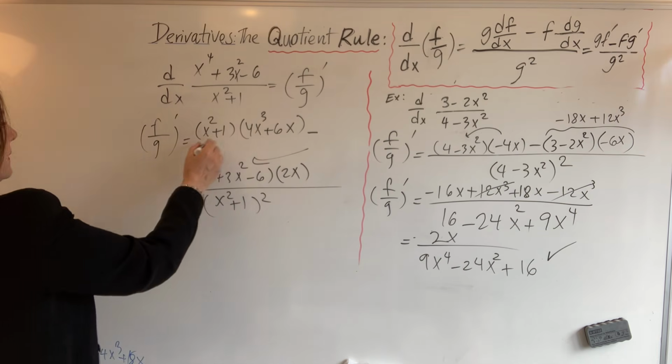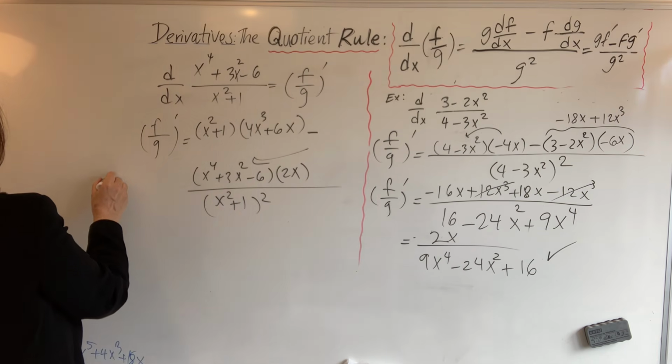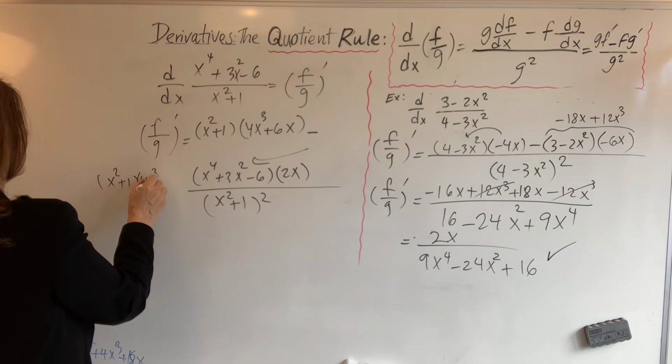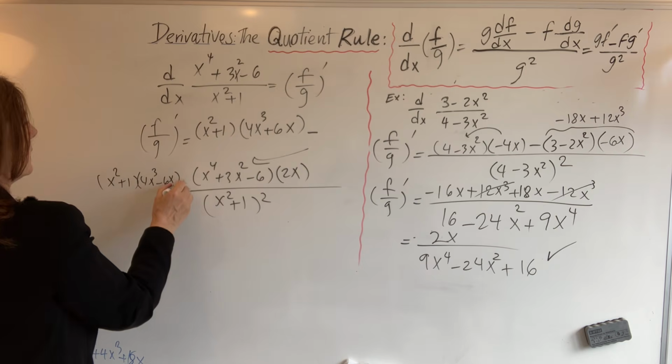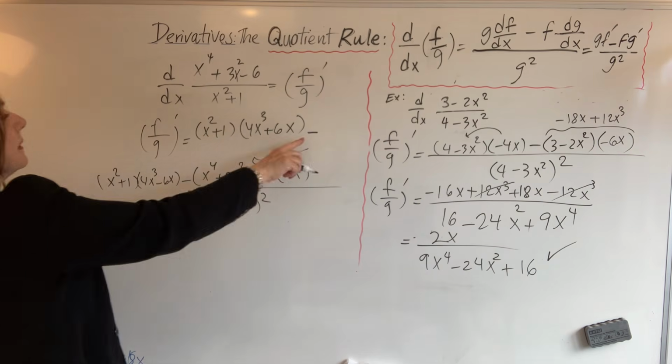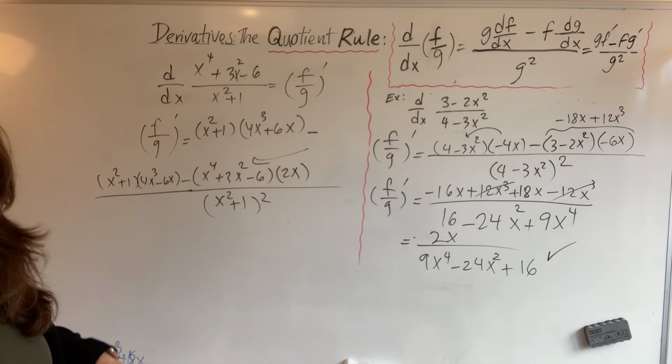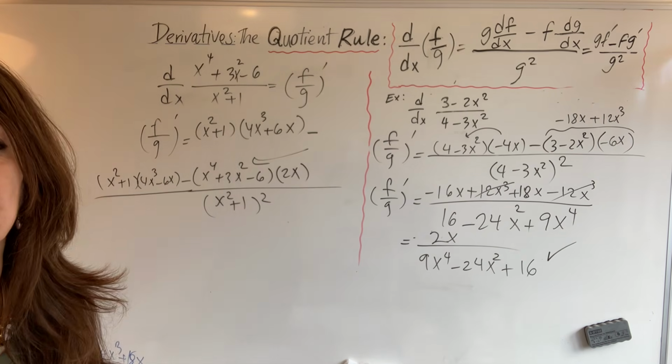Yes. I can write everything here: x squared plus 1 times 4x to the 3rd minus 6x, minus. Okay, here the order is very important. How can we do that? Just simplify. Okay, simplify this one.